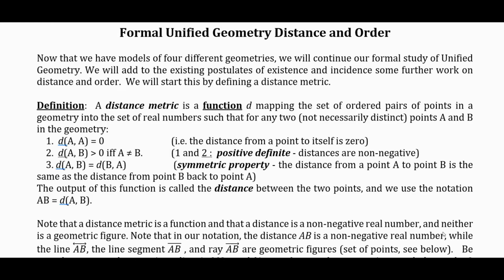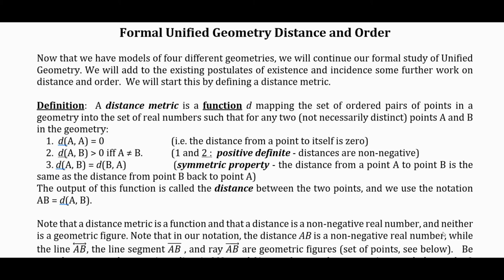Hello, in this video we're going to be talking about a formal approach to distance and order. So we're going back now to our formal development of unified geometry. We've developed some models for 4 different geometries, that is Euclidean, hyperbolic, spherical, and taxicab geometry, and they're all 4 going to work with what we've got coming up here formally. We have some existing postulates for existence and incidence, and we're going to add to that some things about distance and order at this time.